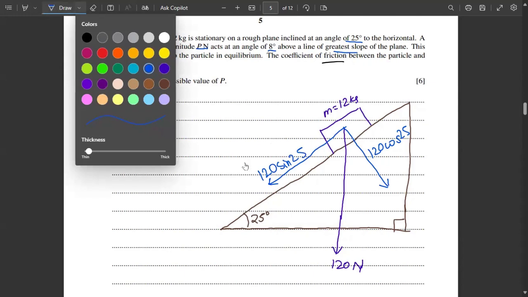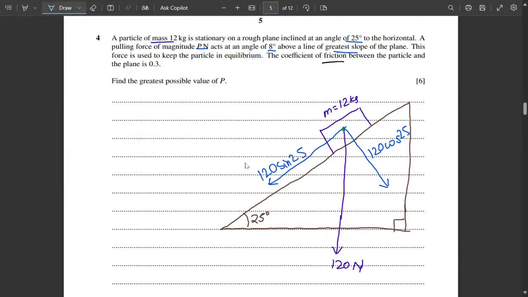So now there are two possible options here. The pulling force can be like this, or the pulling force can be like this. And this angle will be 8 degree, or this angle will be 8 degree. Either this can be P or this can be P. Which will be P, we will find out.